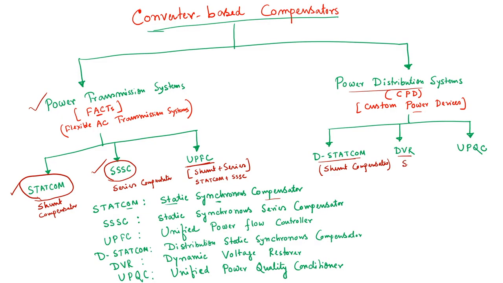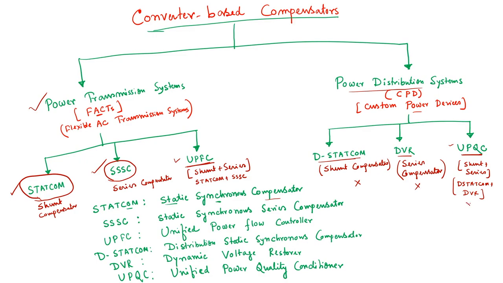Similarly, DVR is a kind of series compensator, similar to SSSC, but of course, functionality wise they are quite different, and constructionally there is a difference, but the basic goal is the same. Now, UPQC, similar to UPFC, is a combination of shunt plus series compensator. Sometimes this is seen as a combination of D-STATCOM plus DVR. Okay. So, constructionally it is similar to UPFC, but functionality wise quite different, and the basic goal is of course much similar to UPFC. In this particular course I am not going to discuss D-STATCOM, DVR and UPQC, even UPFC, but I will discuss STATCOM and SSSC in very detail.